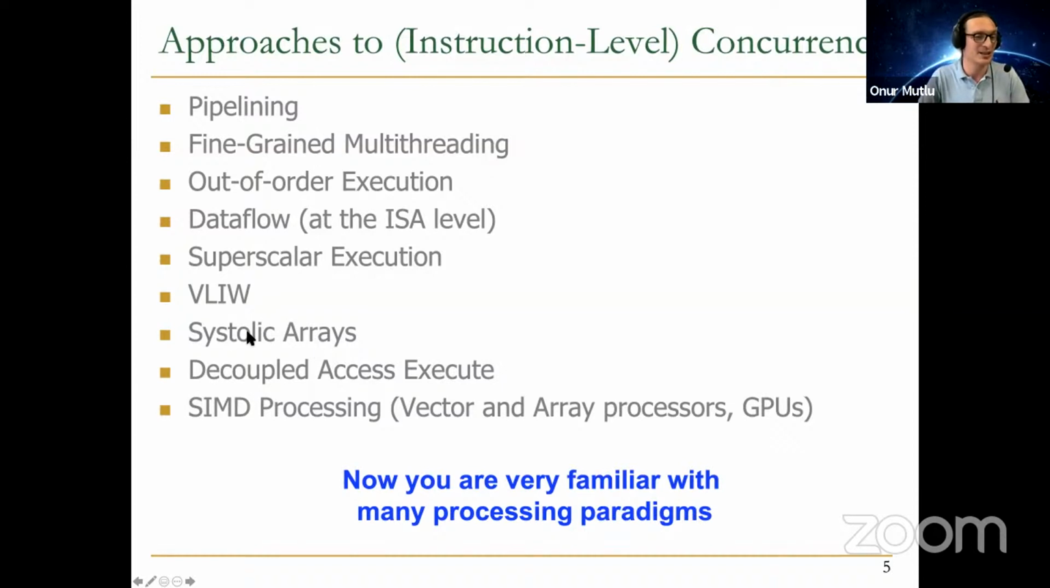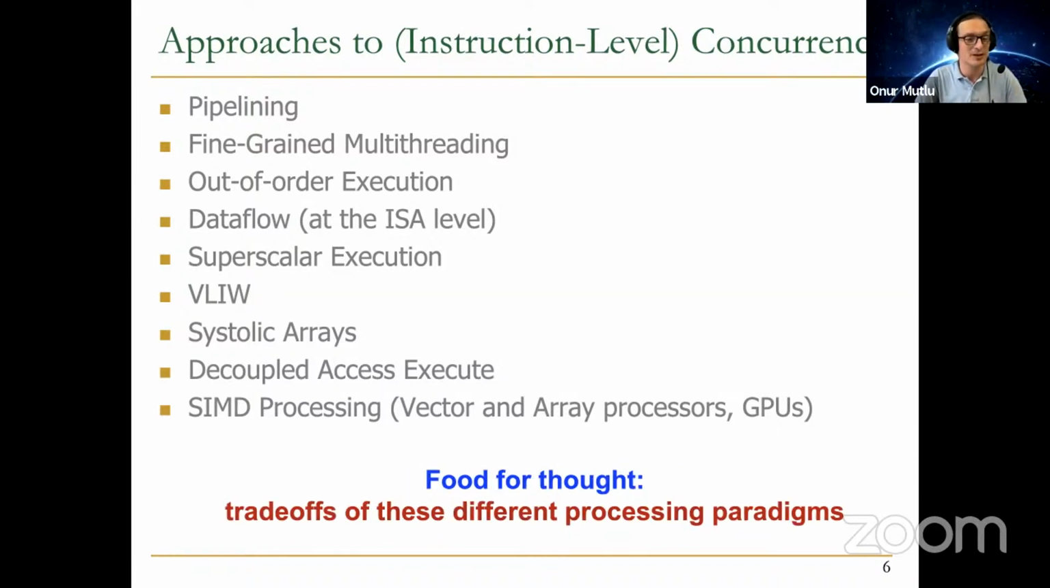We covered systolic arrays, for example. They also use a combination of concepts, but they're very different. So hopefully you're familiar with many processing paradigms right now. And this is really on the processing side. We talked about memory always, but we never focused on memory. So food for thought for you is to think about trade-offs of these different processing paradigms. As much as possible, we covered these trade-offs. But now that you know all of them, you can actually think about the different trade-offs that exist between the different paradigms. And last lecture, we ended with another food for thought.